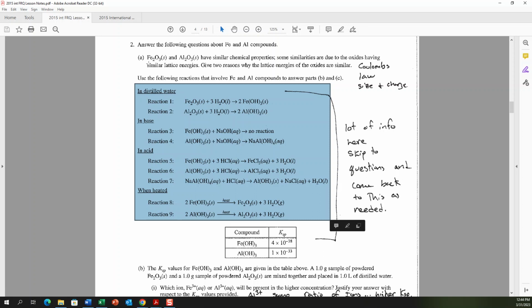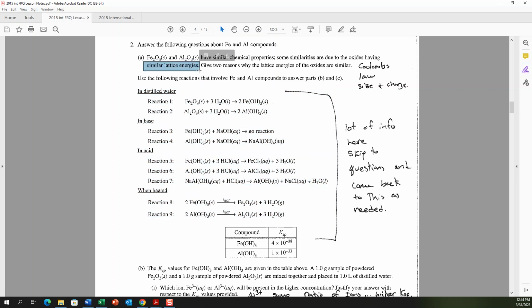So if we look at part A, it says iron 2 oxide and aluminum oxide have similar chemical properties. Some similarities are due to the oxides having similar lattice energy. So remember, lattice energy is just how strong the ionic structure is, and that's based on how strong the ionic bonds are. Give 2 reasons why the lattice energies of the oxides are similar. So remember, lattice energy is just about Coulomb's law, and there's only 2 things to Coulomb's law. The size of the particles, so the smaller they are, the closer they can get together, the stronger the attraction, and then also the overall charge.